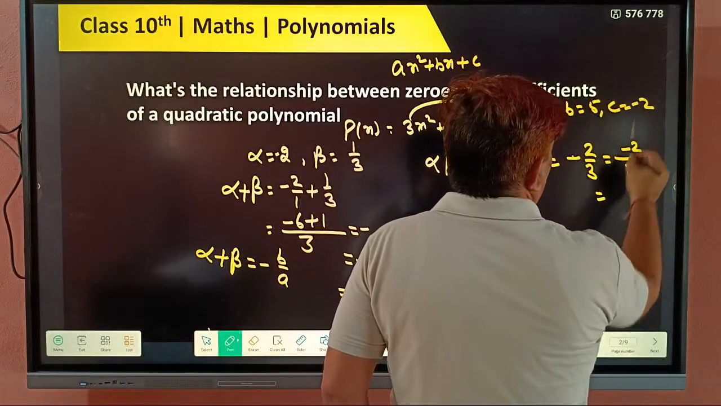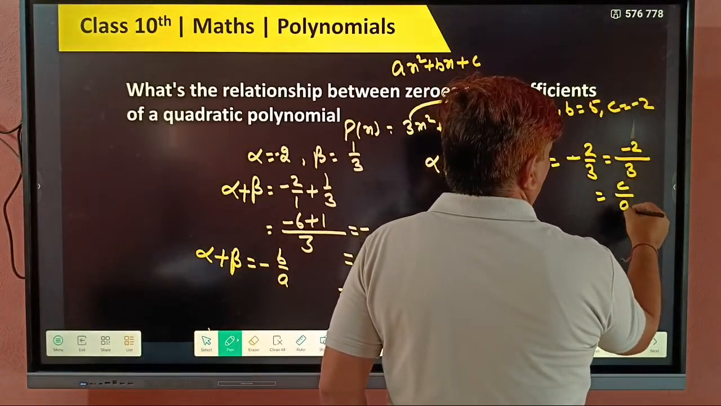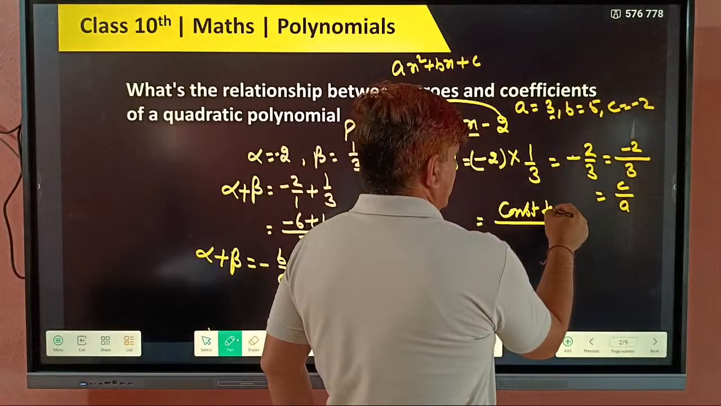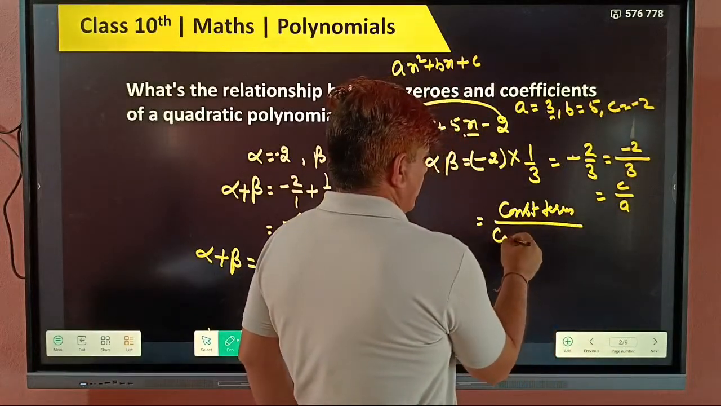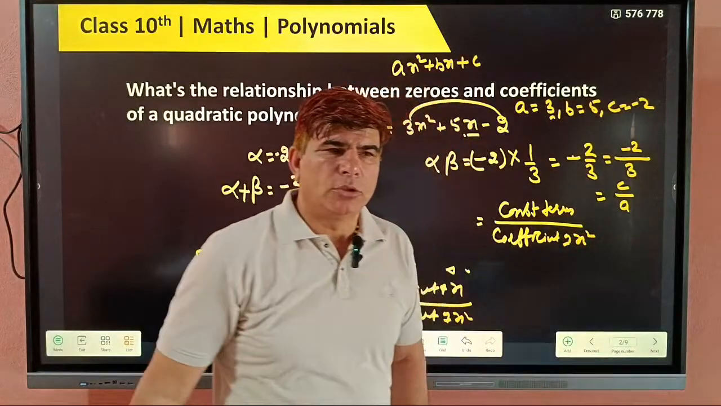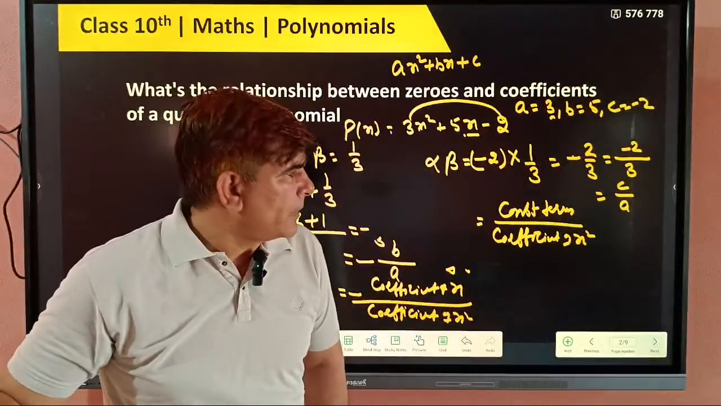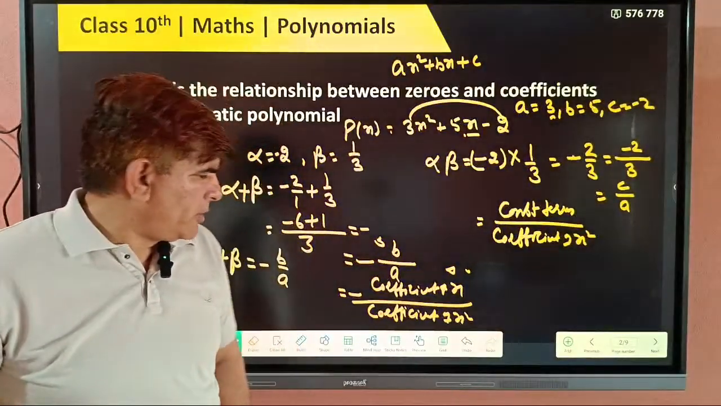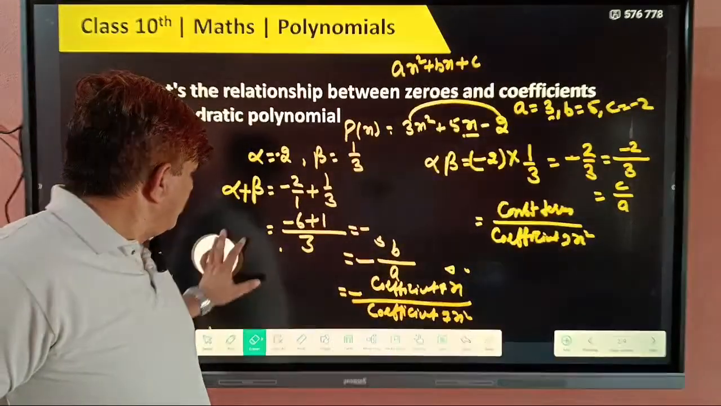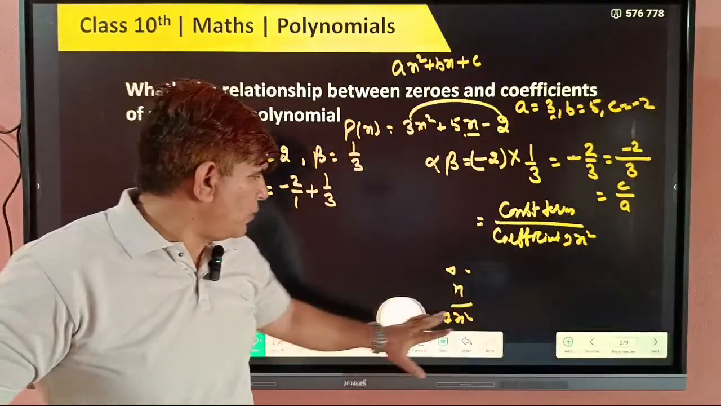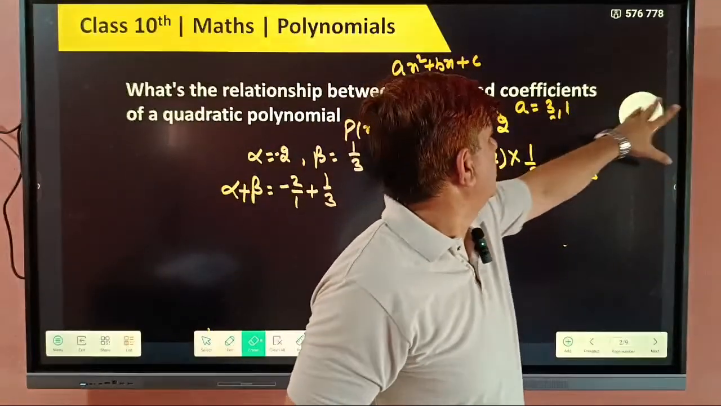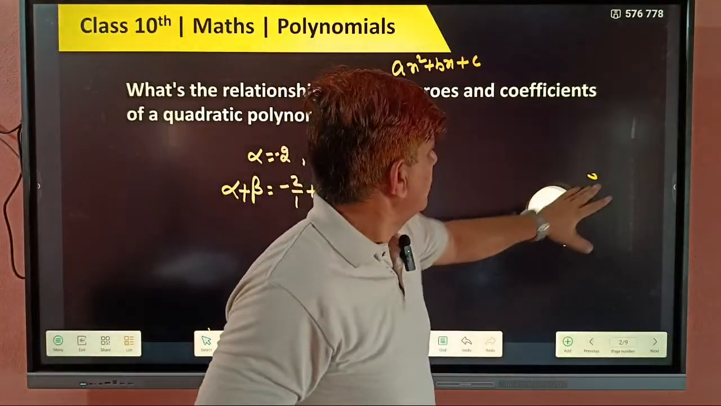So what's your minus 2? c. What's your 3? a. And what's your c? The constant term, divided by the coefficient of x square. So this is the relationship of a quadratic polynomial between the coefficients and the zeros. I think you understood. So the sum of the zeros is always equal to minus b by a, and the product of the zeros is always equal to c by a.